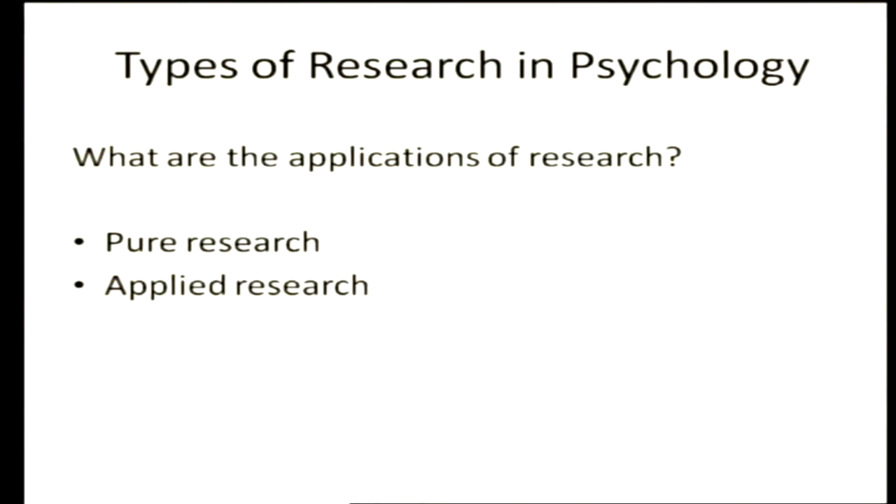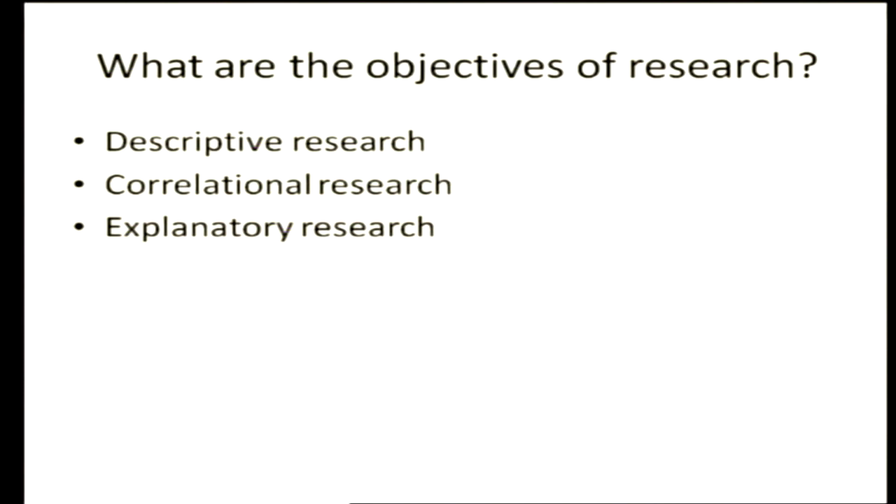Okay. Now next step, let us see what are the types of research that we conduct here in psychology field. When we talk about the types of research, it can be categorized based on different criteria, mainly three criteria. One is what are the applications of research. So based on the applications of research, we can have pure research as well as applied research. Based on the objectives, we can have descriptive, correlational and explanatory research, and based on mode of inquiry, we can have quantitative, qualitative research and mixed mode of research. So these are the different types of research.